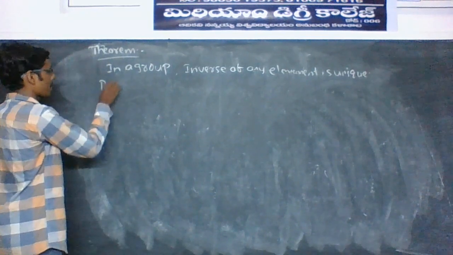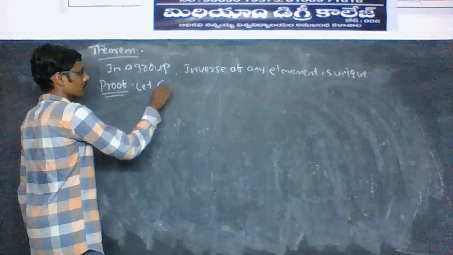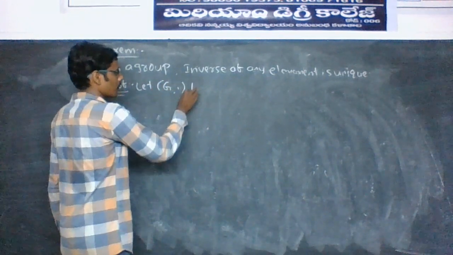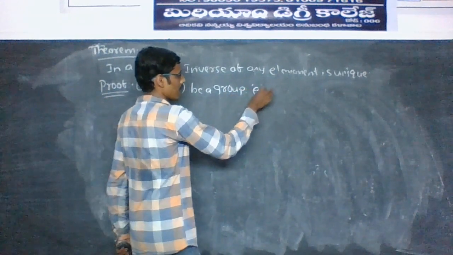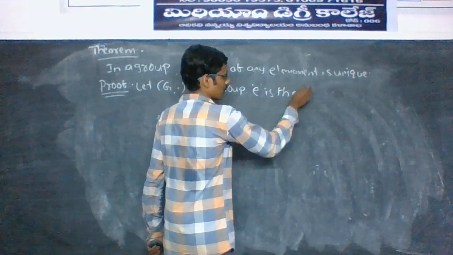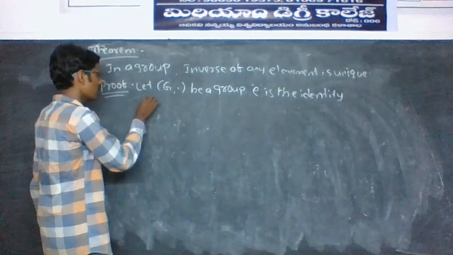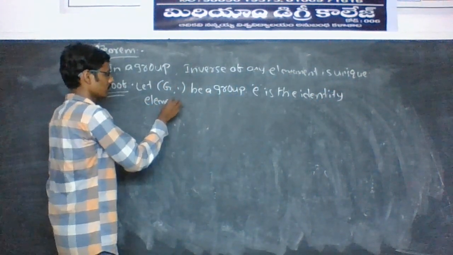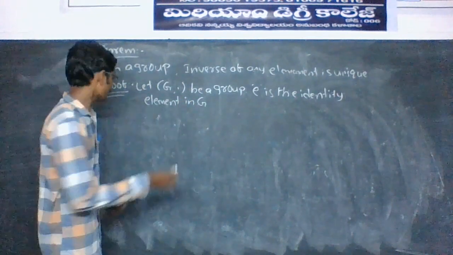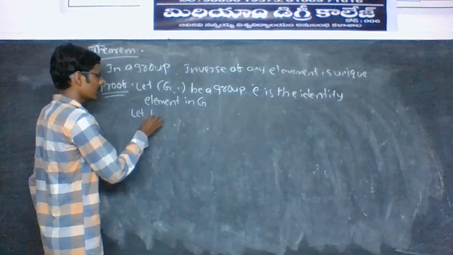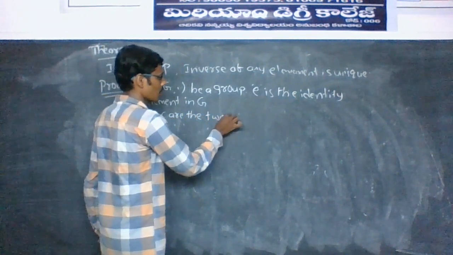Proof. Let (Z, ·) be a group. E is the identity element in Z. Let B, C be the two inverses of A.